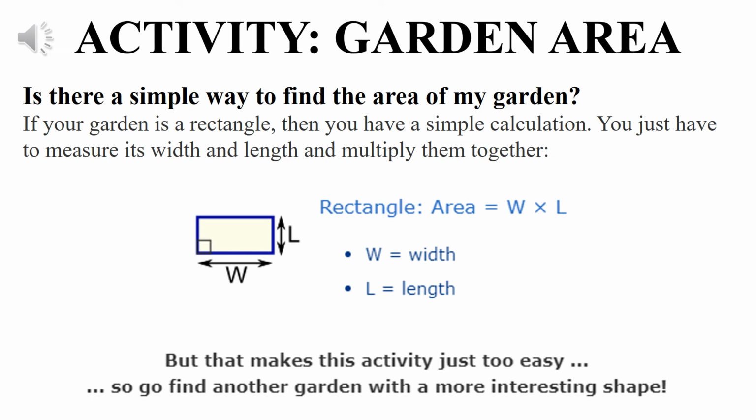Is there a simple way to find the area of my garden? If your garden is a rectangle, then you have a simple calculation. You just have to measure its width and length and multiply them together. Rectangle, area = W times L, where W is width and L is length. But that makes this activity just too easy. So go find another garden with a more interesting shape.